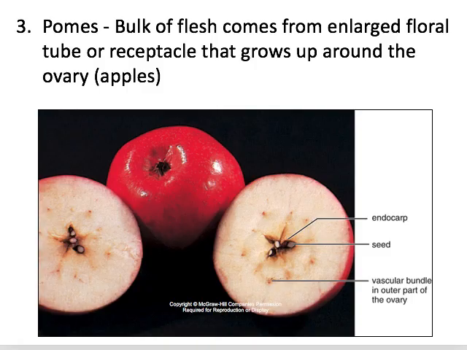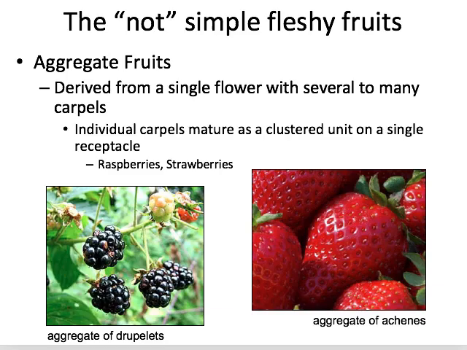And third is a pome for our simple fleshy fruit. The bulk of the flesh of our pome actually isn't from the ovary at all. Most of what you eat when you're eating an apple comes from the enlarged floral tube or receptacle that grows up around the ovary. An example is, as I just mentioned, the apple.